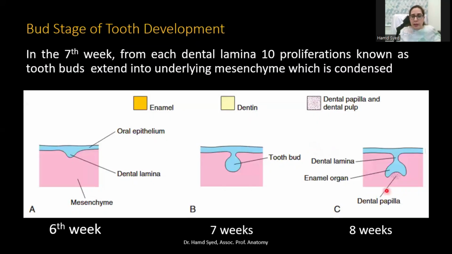So let's look at this diagram over here. This was the oral epithelium. This is the tooth bud. We can see on its lower aspect there is an indentation, and this part is now known as the dental papilla. And you can see the morphological appearance of this tooth bud is now in the form of a cap. So this is known as the cap stage of tooth development. And the part which is derived directly from the epithelium is known as the enamel organ.